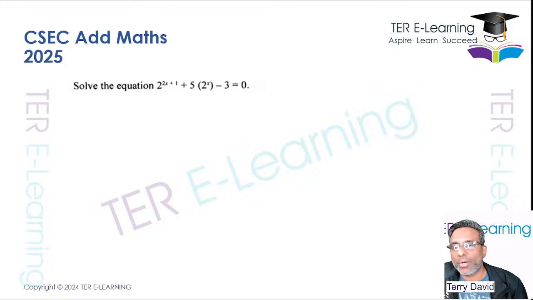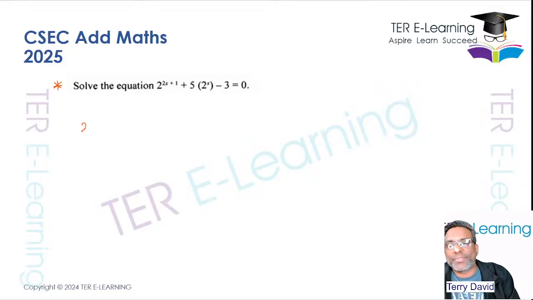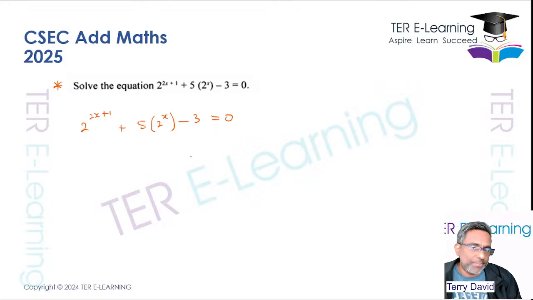Everybody's begging for logs and tricks, right? So just now, let's have a look at this question here. We have 2 to the power 2x plus 1, plus 5 multiplied by 2 to the power x, minus 3, is equal to 0, right? Now, this particular question, we can reduce to a quadratic.